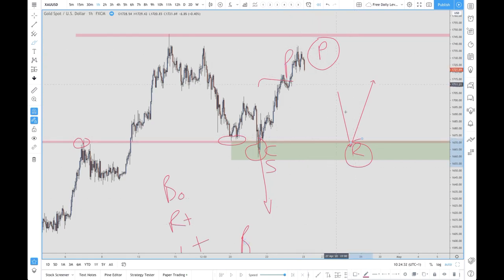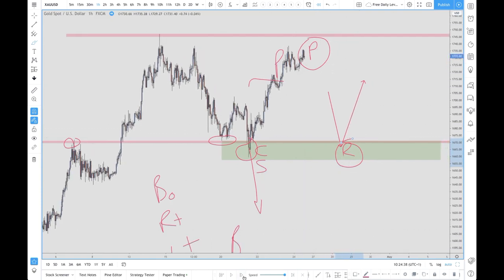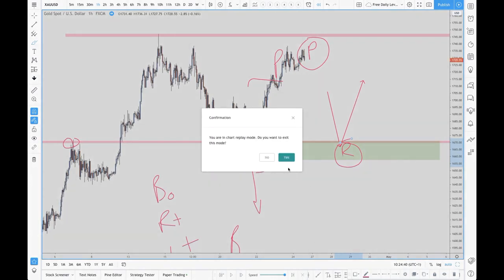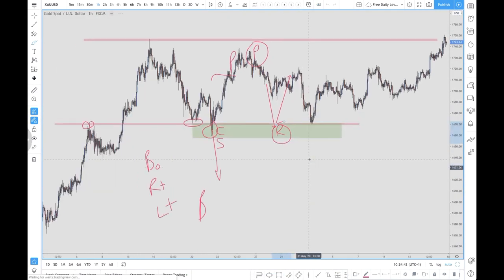Now there's no guarantee that prices are going to come down here. Prices could just blow their account. But if price does come down here, and eventually it did, what do you think is going to happen?